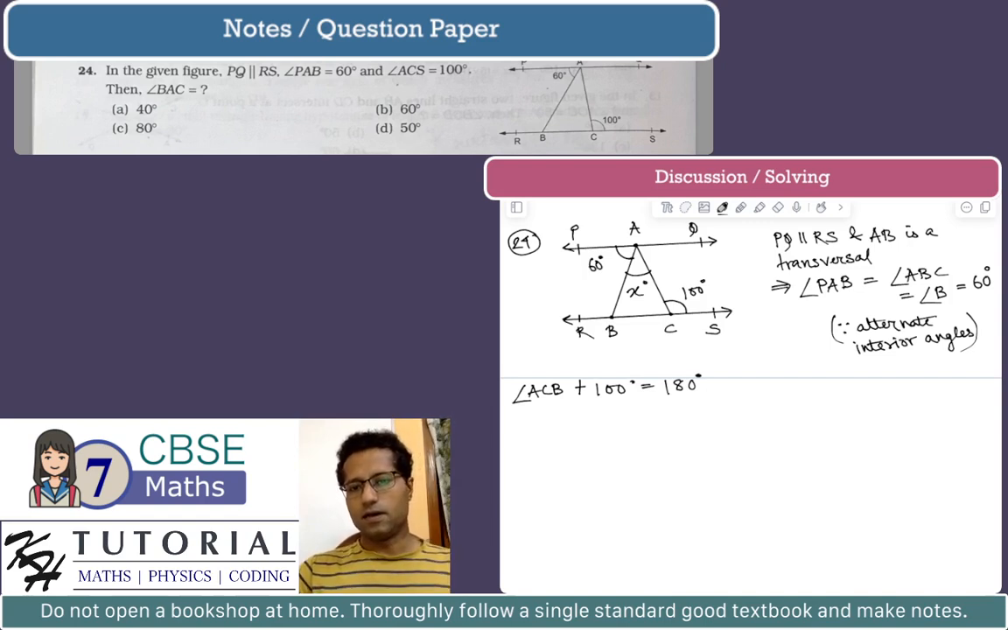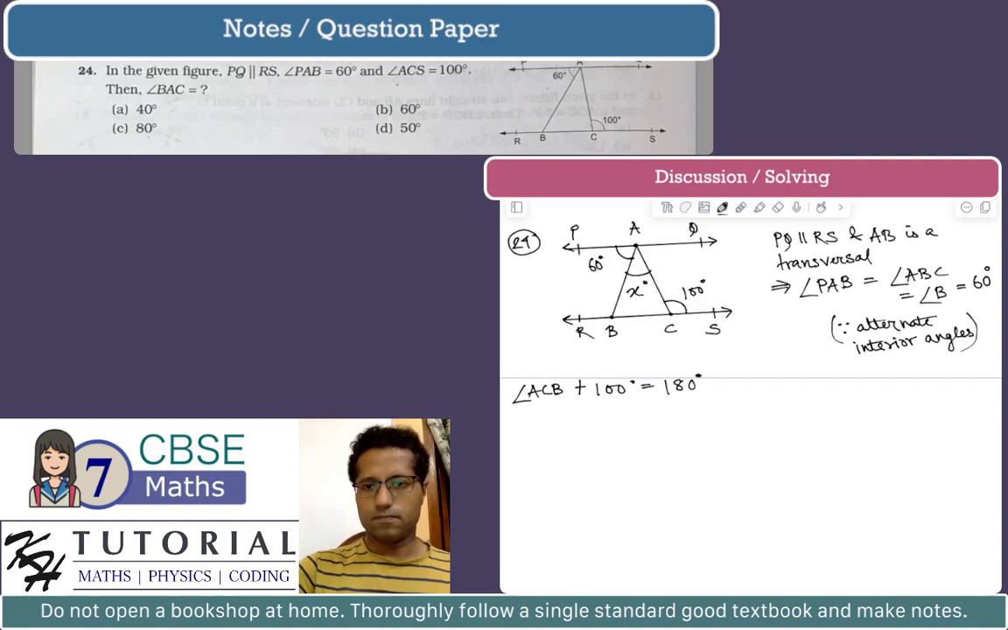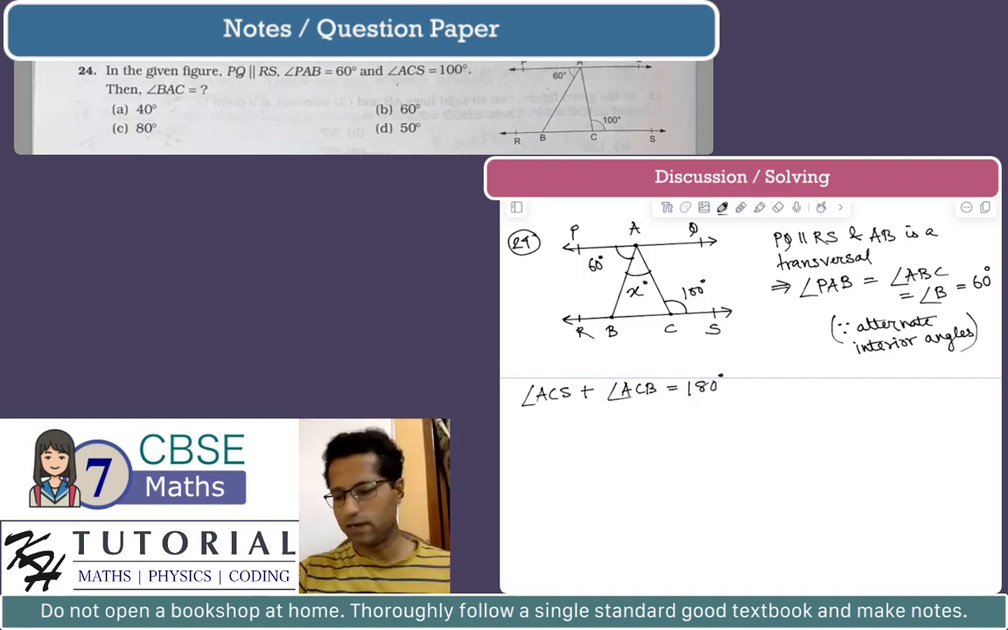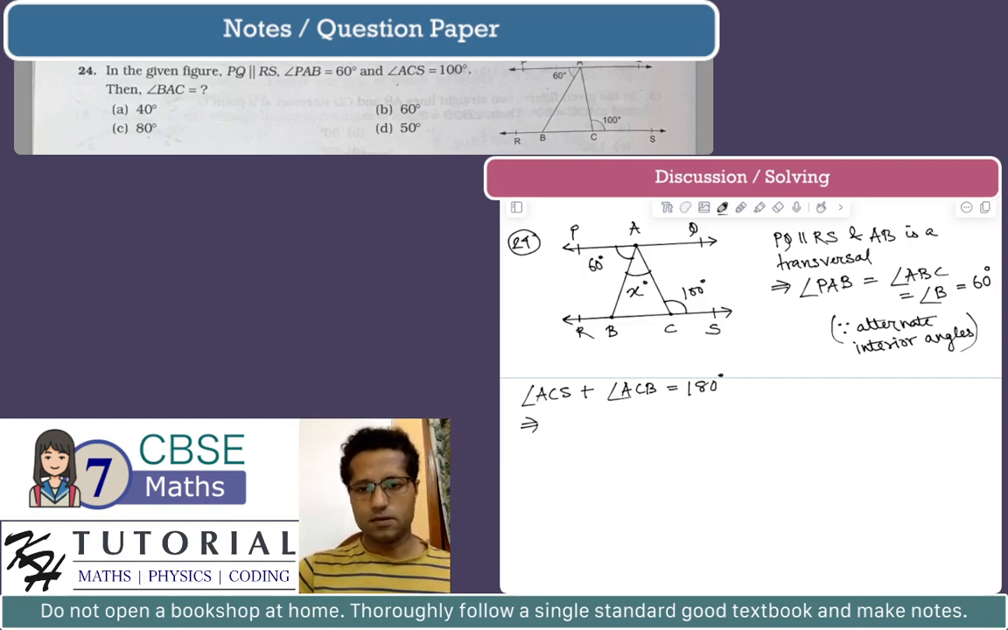So definitely the angle ACS, sorry, not AC, actually let's solve it in a more correct way. So we must have angle ACS plus angle ACB equal to 180 degree, because these two angles are linear pair of angles, and we know that the sum of linear pair of angles is always 180 degree. That is, two angles formed on the same side of a straight line at the same point make a linear pair of angles. Now this implies, what is angle ACS?